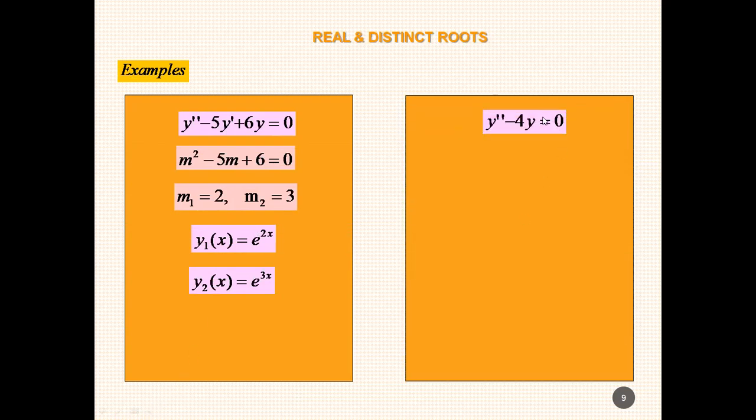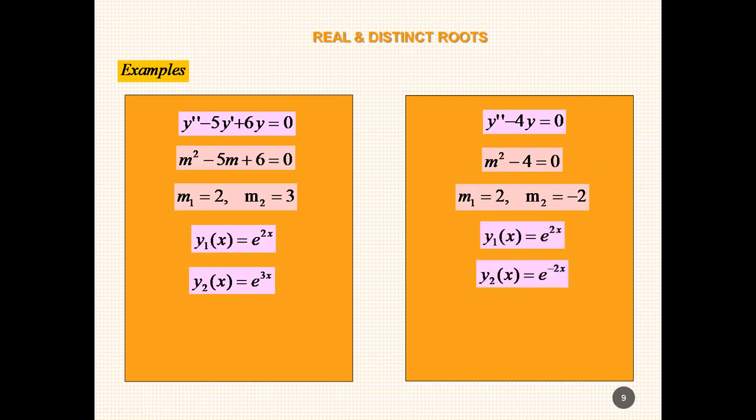And another one is this. So you have that one, second order. So m squared minus 4. If you transfer the 4 in here, you'll be getting the square root of 4. So the square root of a number is either plus minus 2. So still unique and distinct.